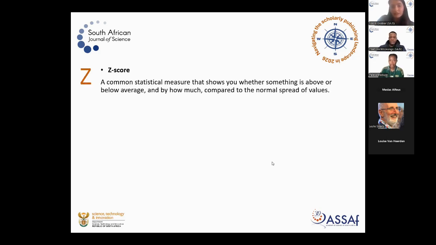And then just the Z-score is a common statistical measure that shows you whether something is above or below average and by how much compared to the normal spread of values. And that is it for the A to Z part of the presentation.